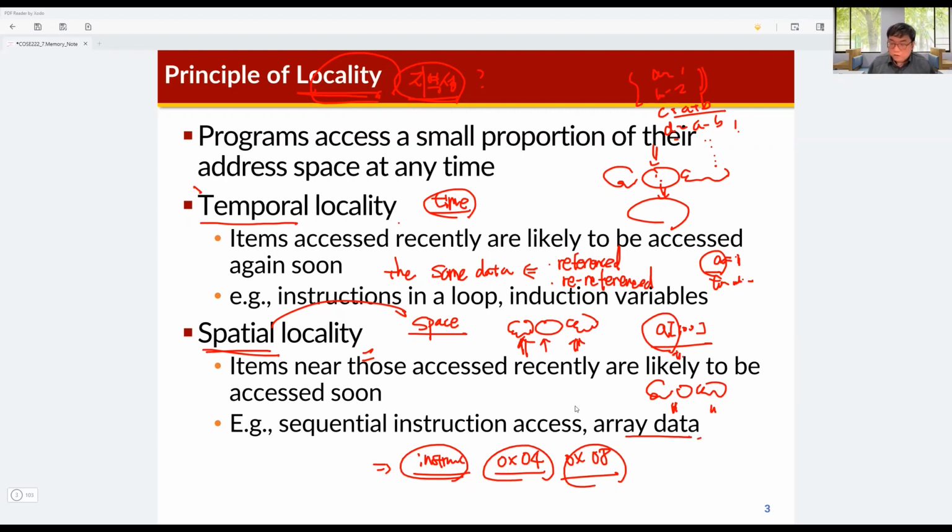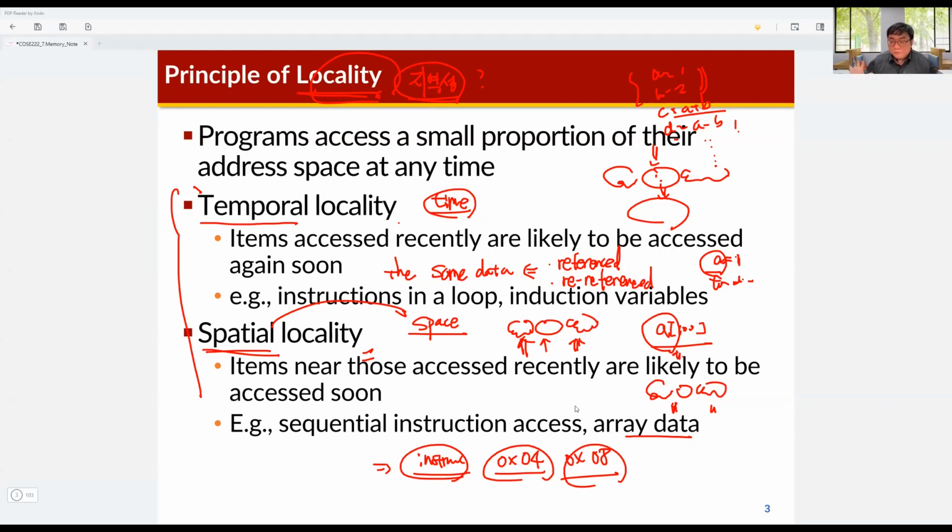And then usually if we declare some different variables in our C code like A, B, C, D, this data is stored in some near location of the memory. So the address of A may be similar to the address of B or the address of C. So this is the spatial locality. Just remember these two types of localities.